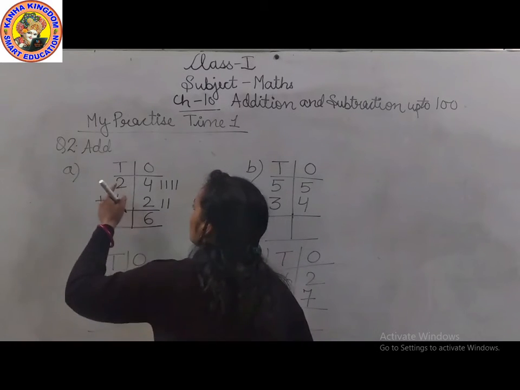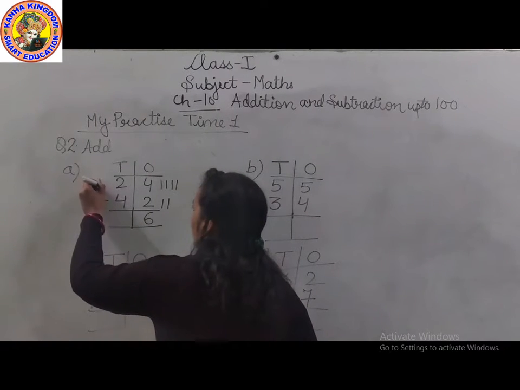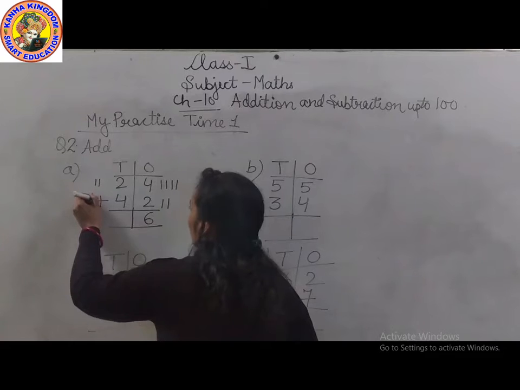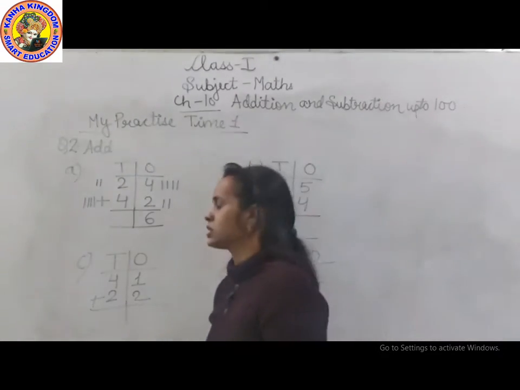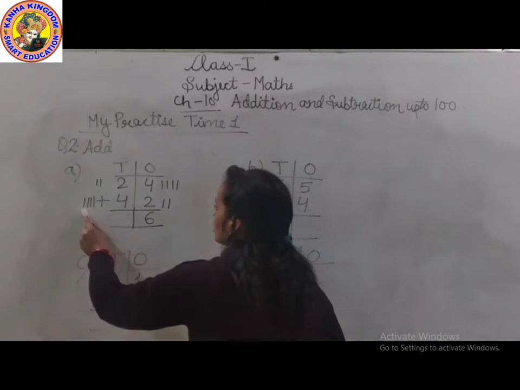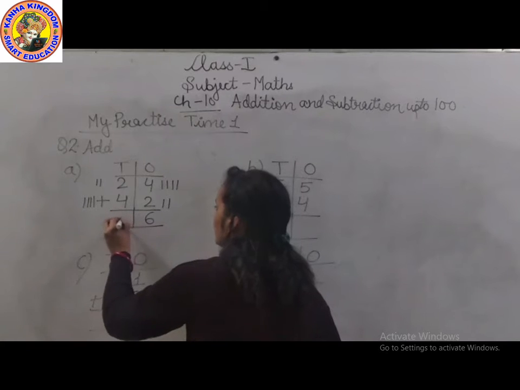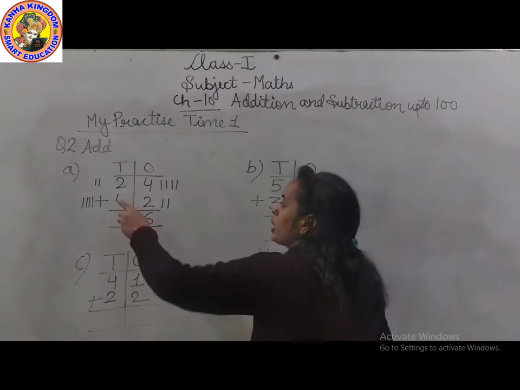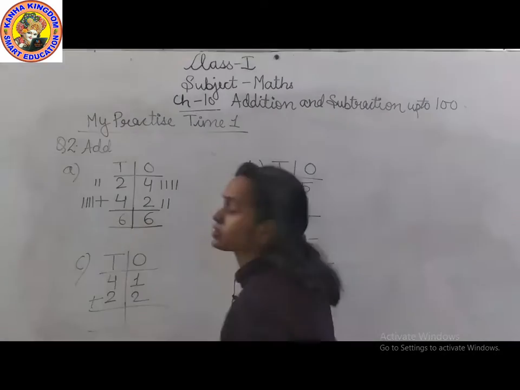Now, in the tens column, 2 tens plus 4 tens. 2 tens plus 4 tens: 1, 2, 3, 4, 5, 6. So 2 plus 4, 6 means 24 plus 42 equals 66.